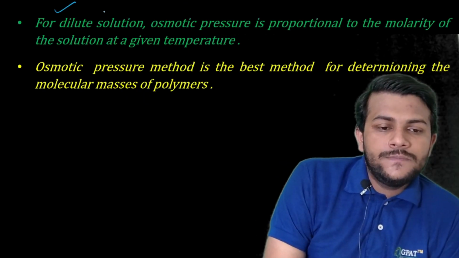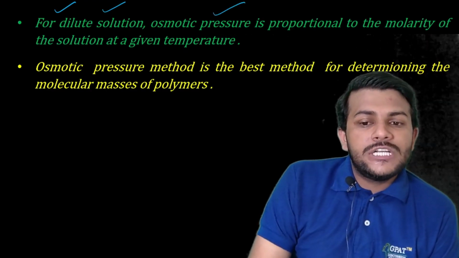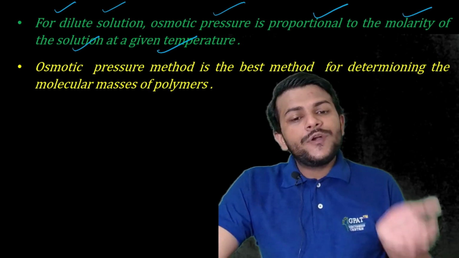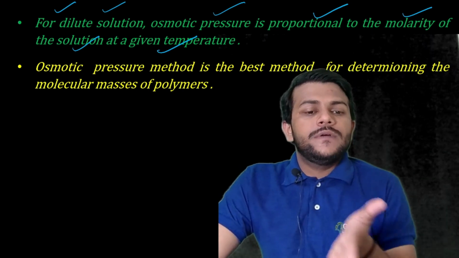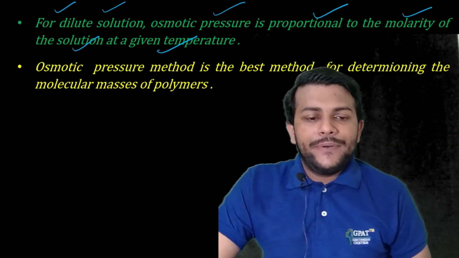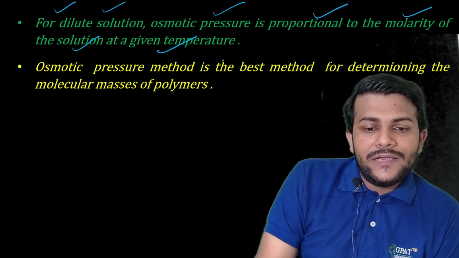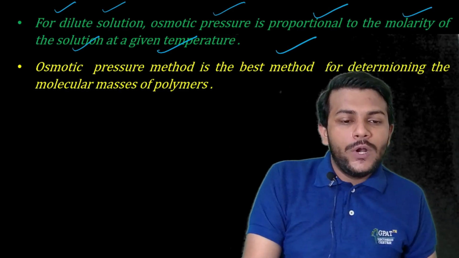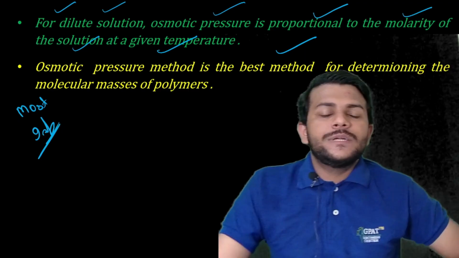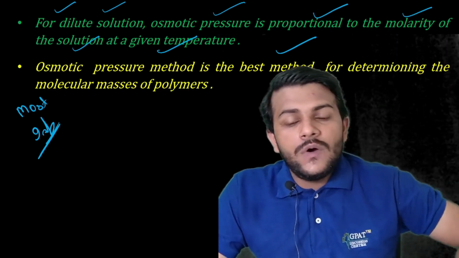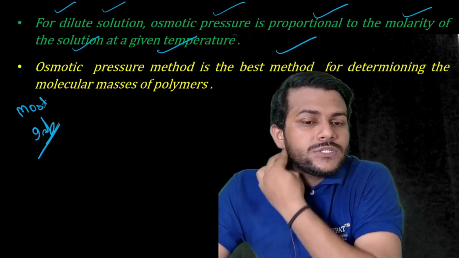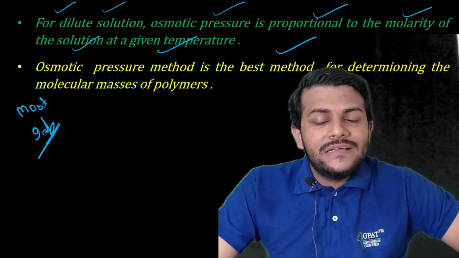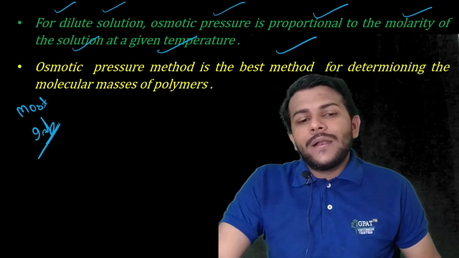For dilute solution, osmotic pressure is proportional to the molarity of the solution at a given temperature. So the osmotic pressure method is the best method of determining the molecular mass of a polymer. Most important. It is most important. For dilute solution, osmotic pressure is proportional to the molarity of solution at a given temperature, and the osmotic pressure method is the best method for determining the molar mass of the polymer.